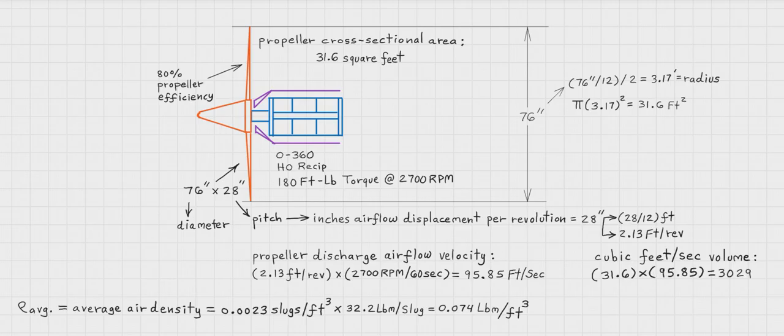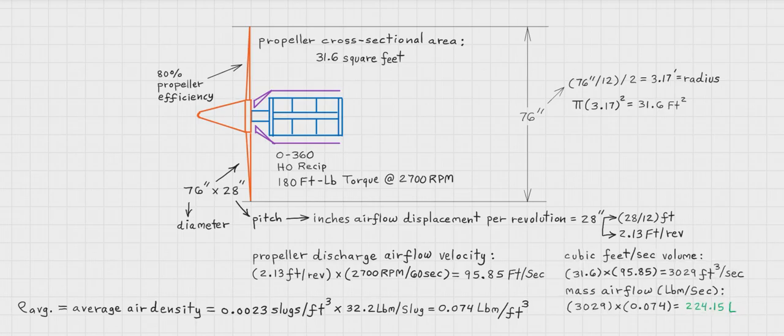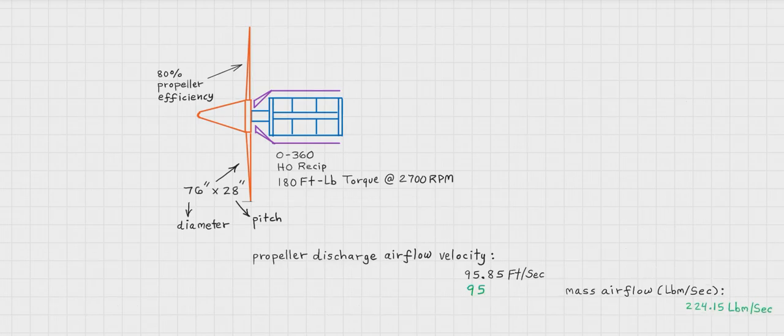Now, by taking the cross-sectional area times the propeller discharge speed, we introduce a third dimension, from cross-sectional area to volume. So 3,029 cubic feet per second of airflow volume discharging behind the propeller, and then times the average air density. So we calculate 224.15 pounds per second of mass airflow.